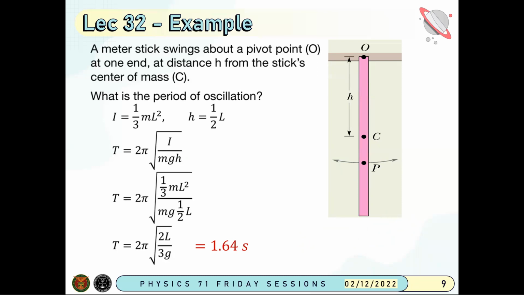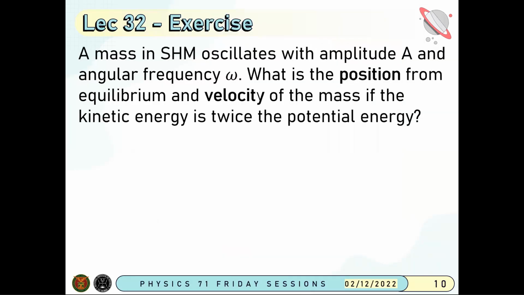Okay, so I think this will be our last example. A mass in simple harmonic motion oscillates with an amplitude A and angular frequency omega. What is the position from equilibrium and velocity of the mass if the kinetic energy is twice the potential energy? So dito, sabi niya, yung kinetic energy is twice ng potential energy.